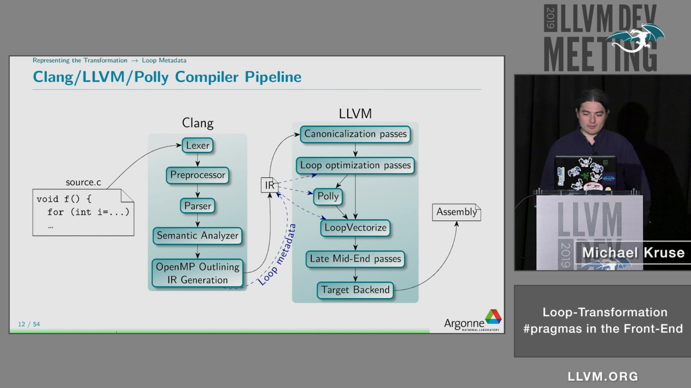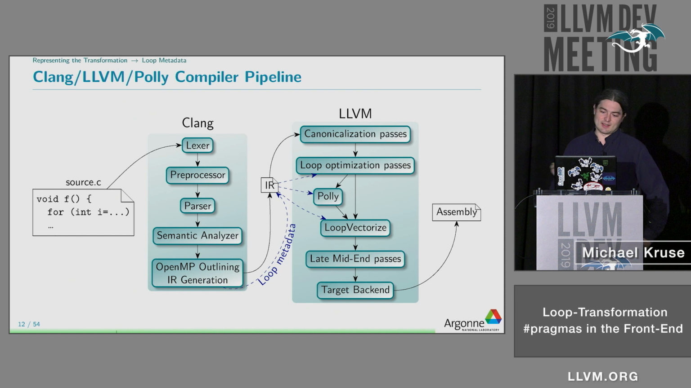I'd like to show the slides. It shows an overview of how it's going to be generated. In the end, we are at the IR generation, and we want to generate loop metadata for LLVM to consume.